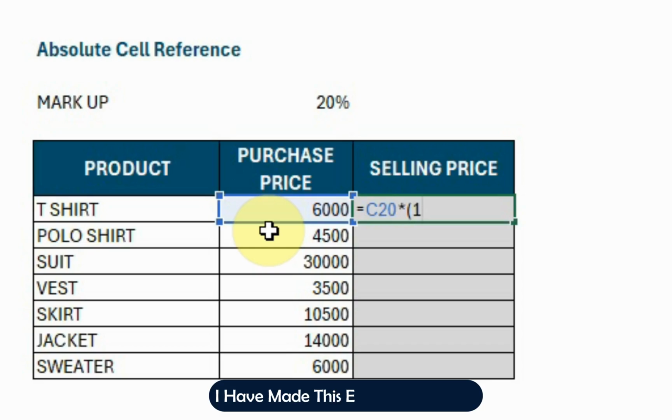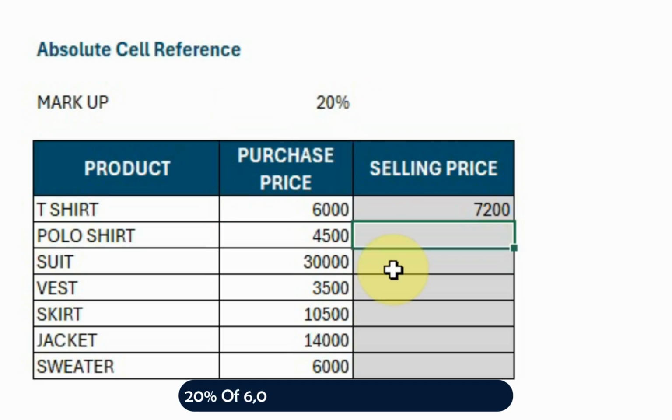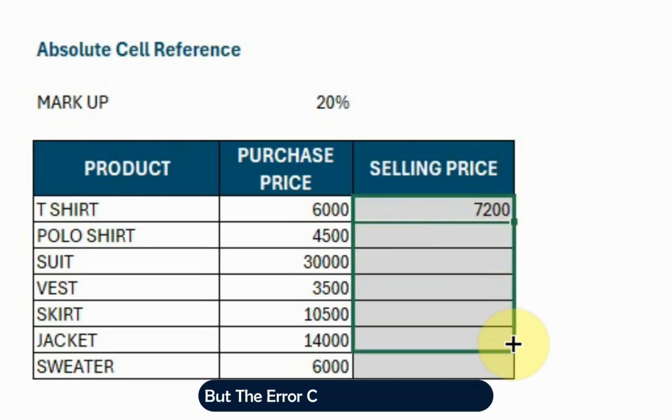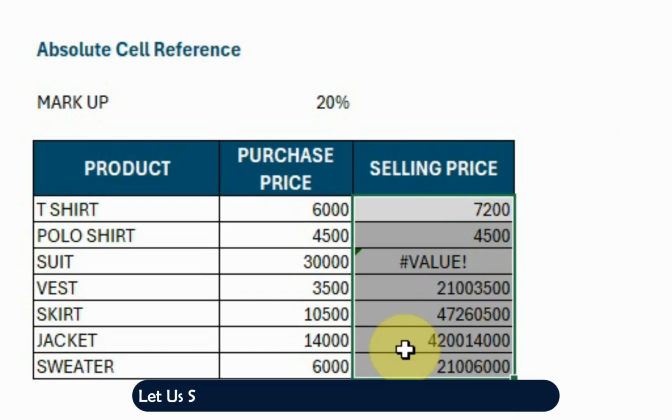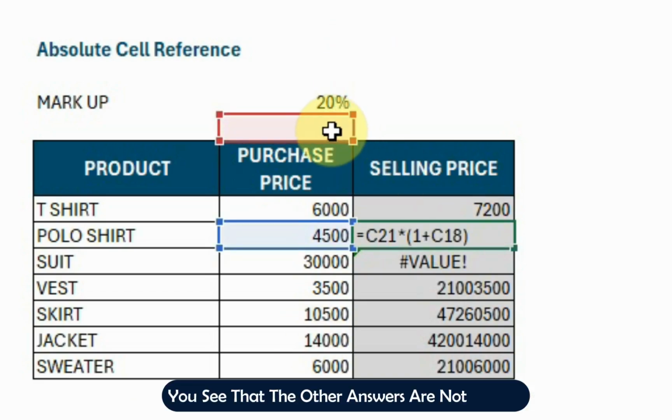I have made this error intentionally. Normally we have 6,000 plus 20% of 6,000 as the selling price of t-shirt, which is correct to be 7,200, but the error comes when we autofill. Let us see what happens when we autofill downward. You see that the other answers are not correct.